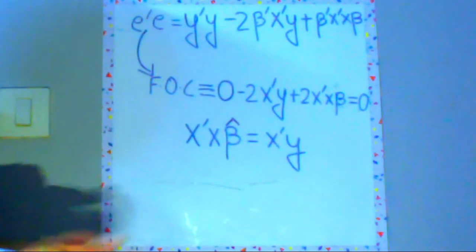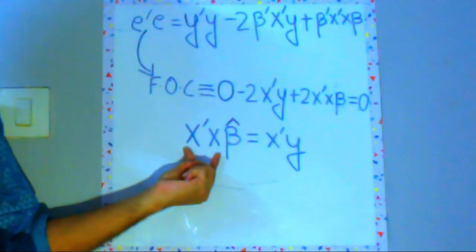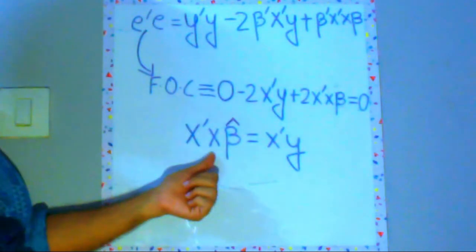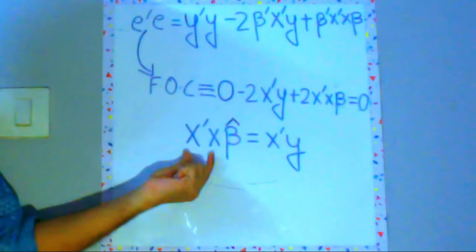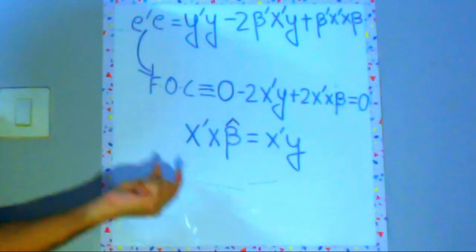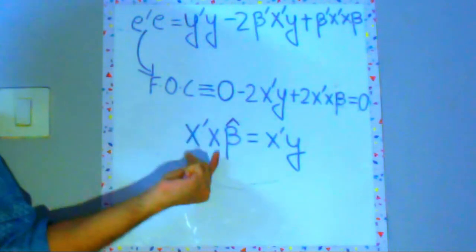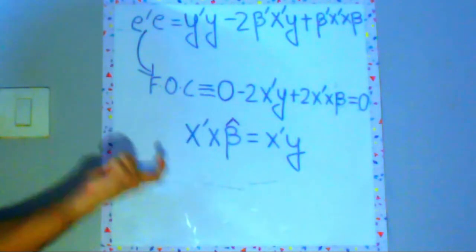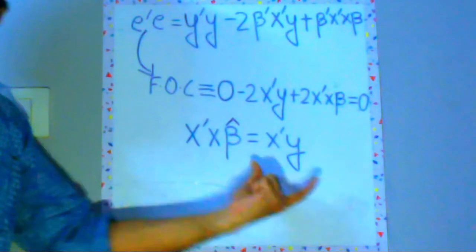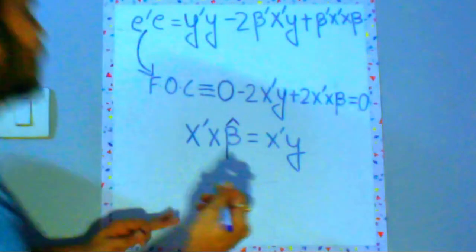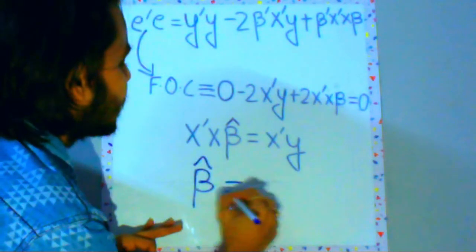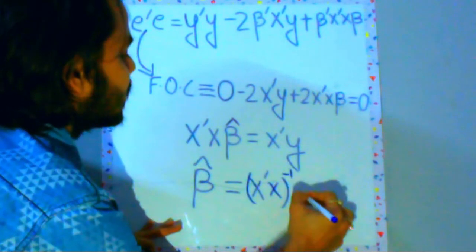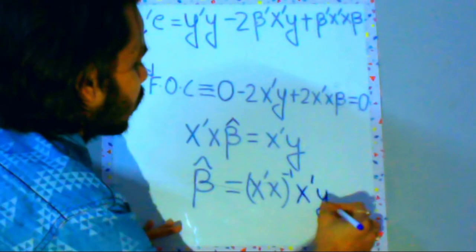Let's multiply this with x transpose x inverse. If we multiply with x transpose x inverse on this side, this will vanish because the inverse of a matrix times that matrix is the identity matrix. But we need to multiply that inverse matrix here also, to the left of this quantity. So we will get beta hat is equal to x transpose x inverse x transpose y.